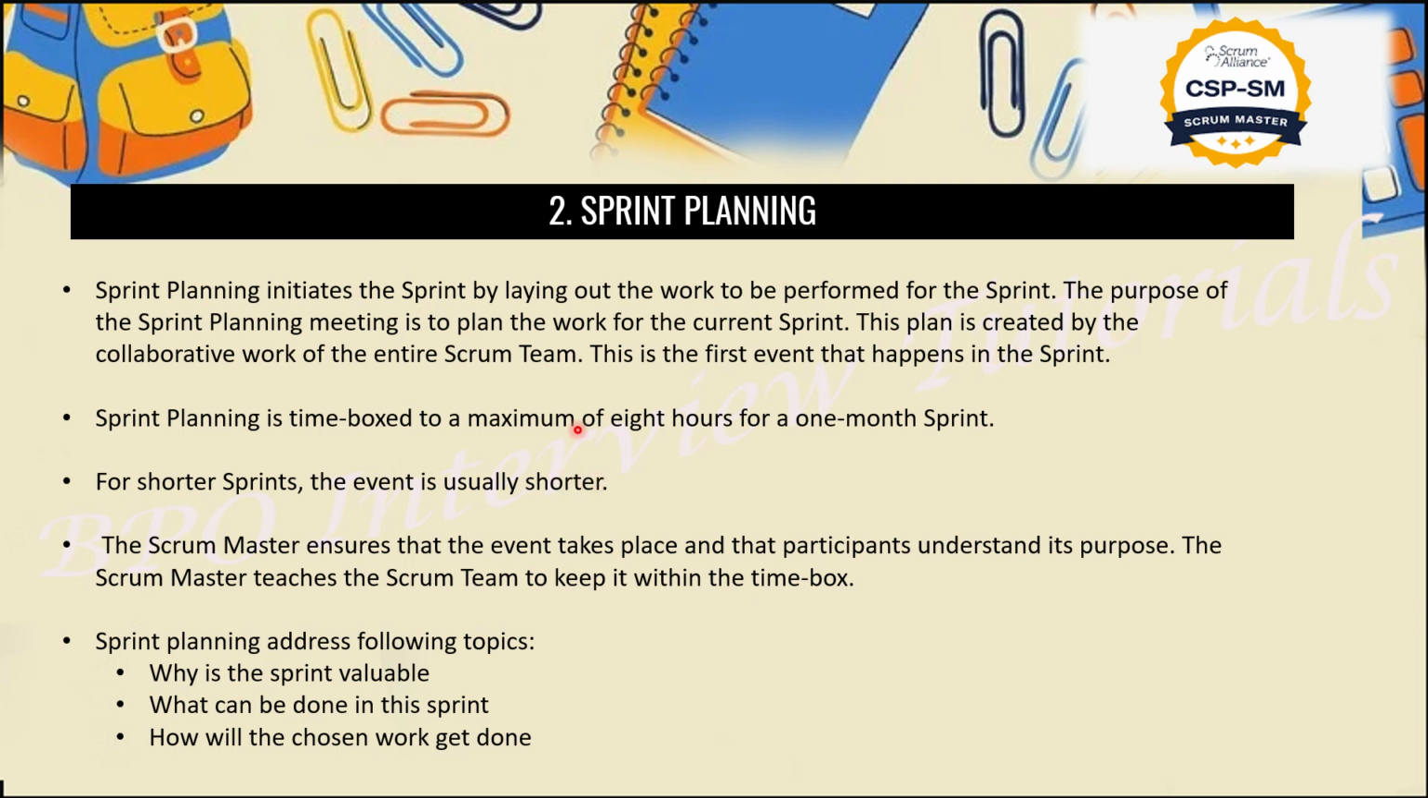It is initiated by laying out the work to be performed for the sprint. The purpose of the sprint planning meeting is to plan what work we have to complete in the current sprint. This plan is created by the collaborative work of the entire Scrum team. This is the first event that happens in a sprint.